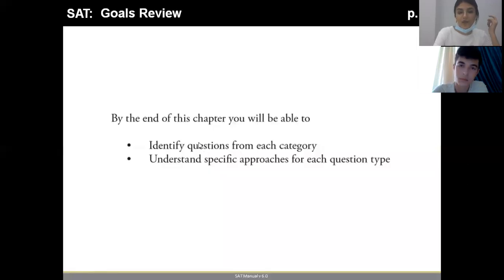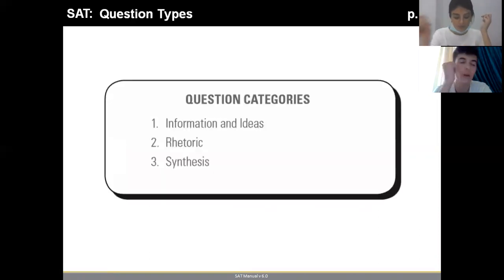Now, first we should know our goals here. We're gonna learn how many categories we have in SAT reading questions, what kind of questions we have to pay attention to first, and how to do them. In the SAT we have just three question categories: information and ideas, rhetoric, and synthesis.